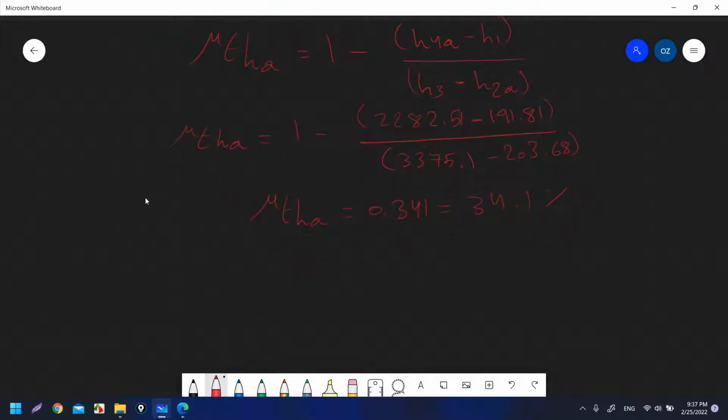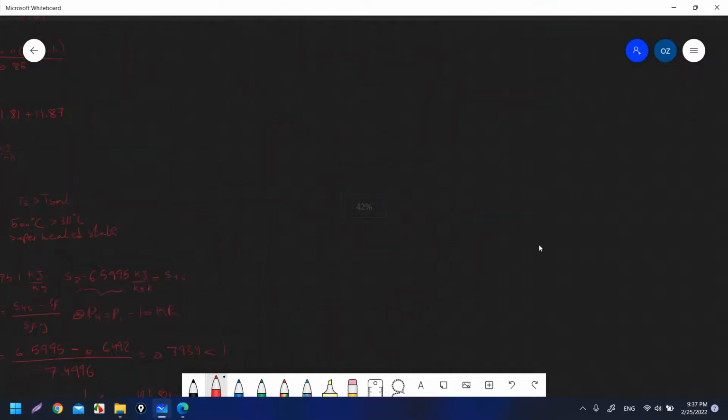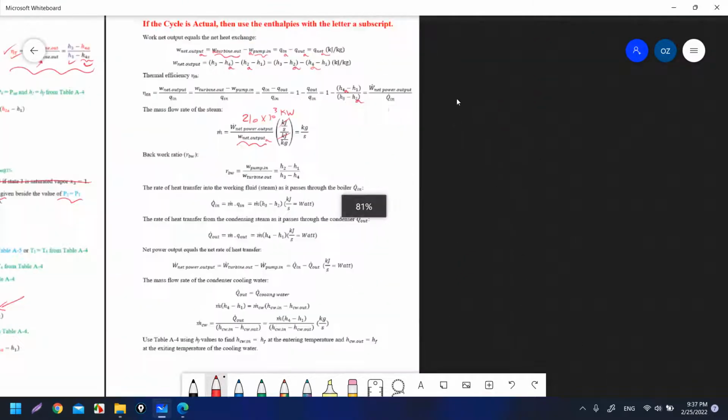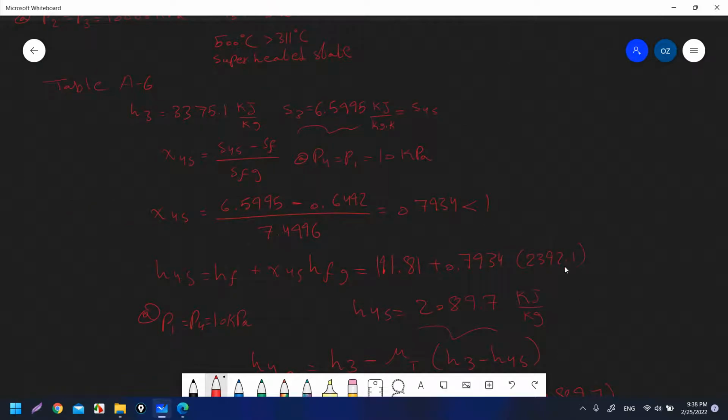For the final part, part C, we need to find the mass flow rate, W dot net over W net, the actual one. The actual W net A is equal to the turbine work out minus the pump work in. And we said it is the actual cycle, so use the actual enthalpies H4A and H2A. H1 and H3 are the same for the ideal and actual cycles.